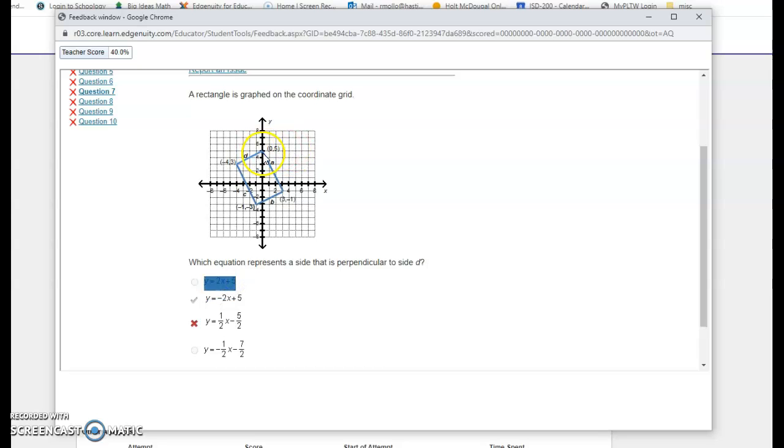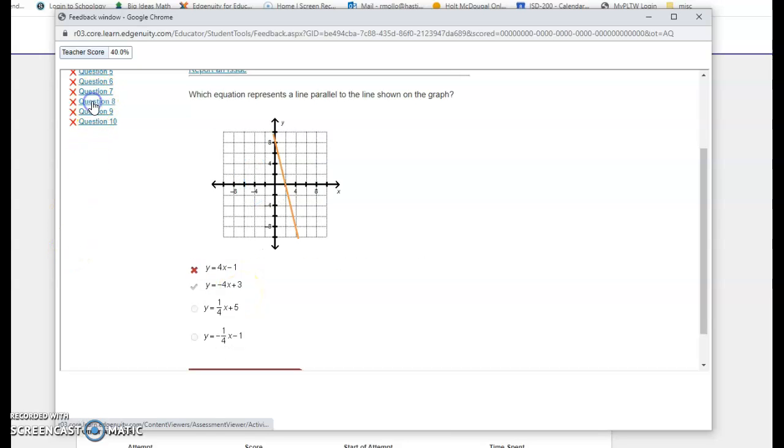If you look at line A, from left to right it's going down. So I know it's going to be a negative slope, so I'm looking for that number in front of the x to be negative. Since it's multiple choice and there's only one negative number there, I know it's going to be negative 2x plus 5.